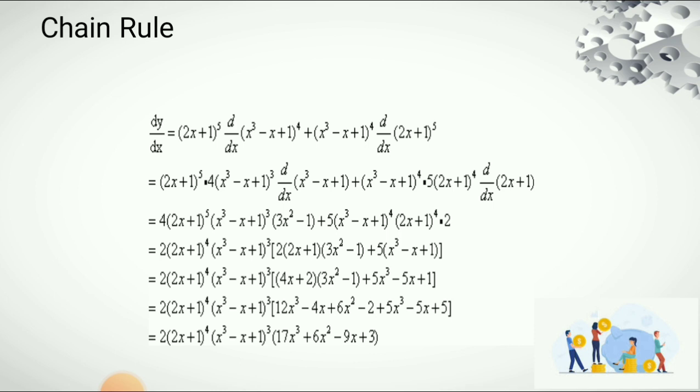So 2x plus 1 raised to the power of 5 times 4 multiplied by x cubed minus x plus 1 raised to the power of 3 d over dx multiplied by x cubed minus x plus 1, plus x cubed minus x plus 1 raised to the power of 4 times 5 multiplied by 2x plus 1 raised to the power of 4 d over dx times 2x plus 1 again, and then simplify again.